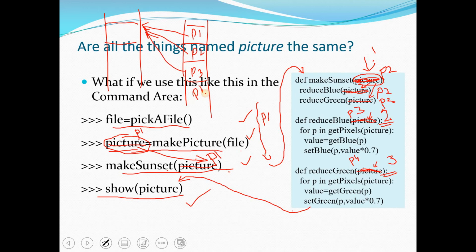And then P4. So when any one of them makes a change, for example, the code over here, P4, it makes a change in the green color. It is making changes in the same picture. Then P3 will first make changes in blue color. Then P3 finishes. Then P4 makes changes in the green color. All of them are making changes in the same picture.